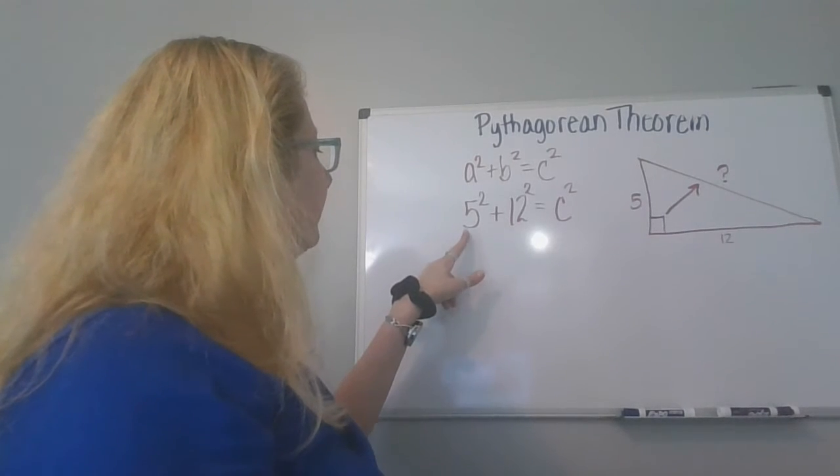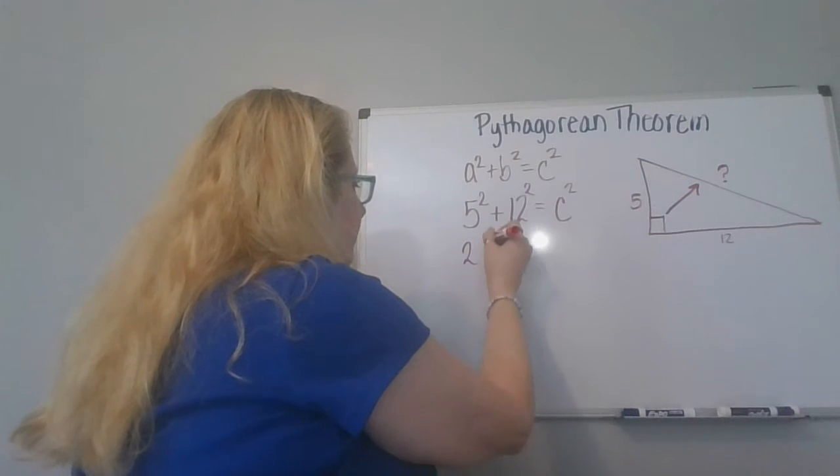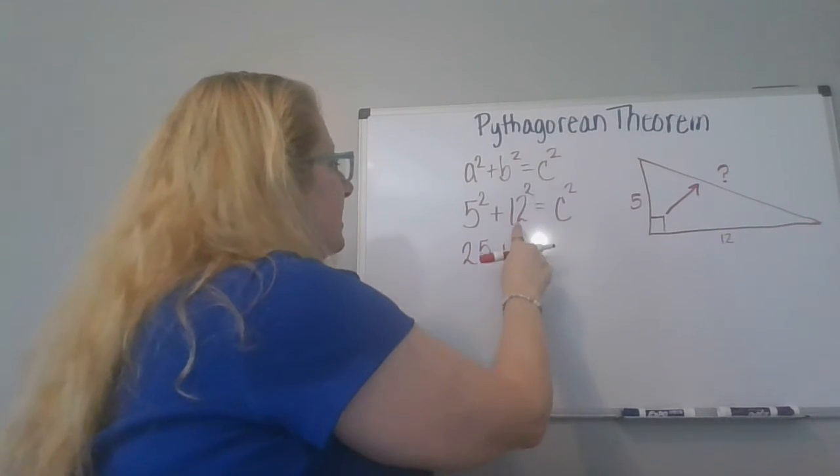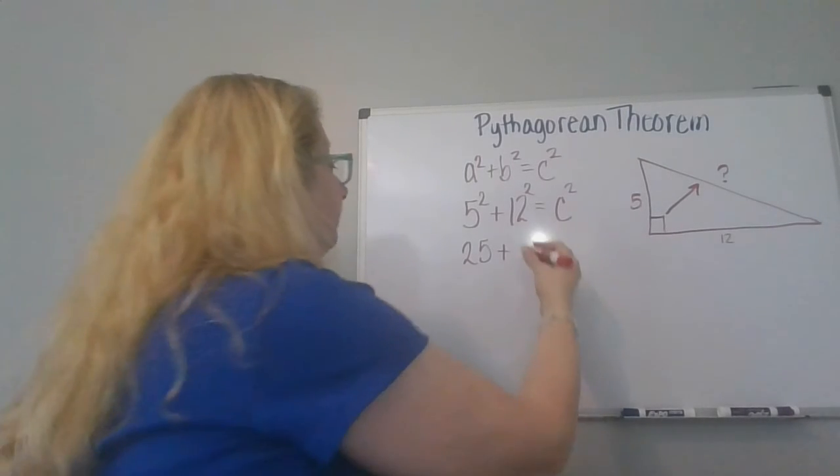So let's go ahead and solve. 5 squared is 5 times 5, which is 25. 12 squared is 12 times 12, which is 144.